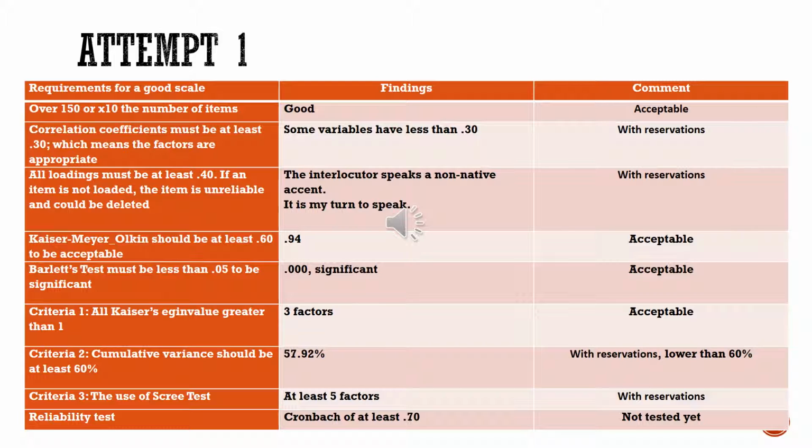When an item is not loaded, this is unreliable, so it has to be deleted in the analysis. And then the Kaiser-Meyer-Olkin, this is 0.94, this is acceptable. The Bartlett's test, it has to be less than 0.05. We've got 0.000, this is significant, and this is acceptable.